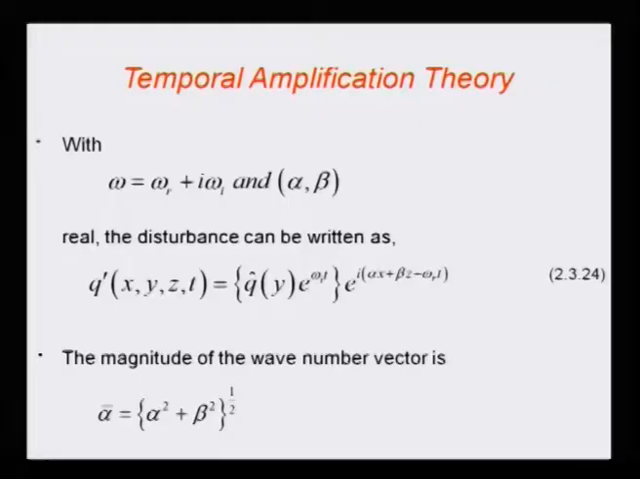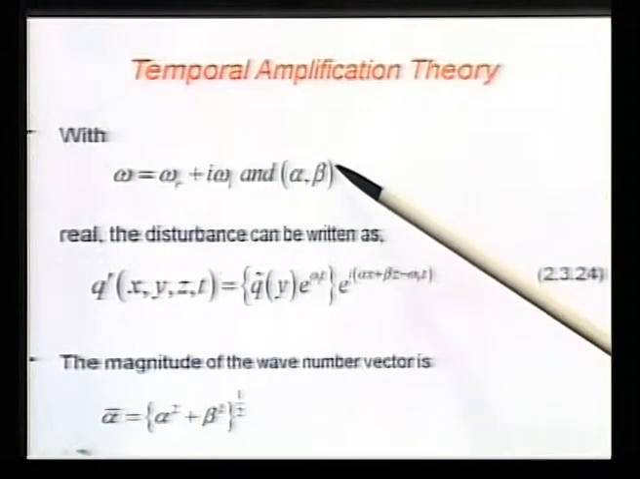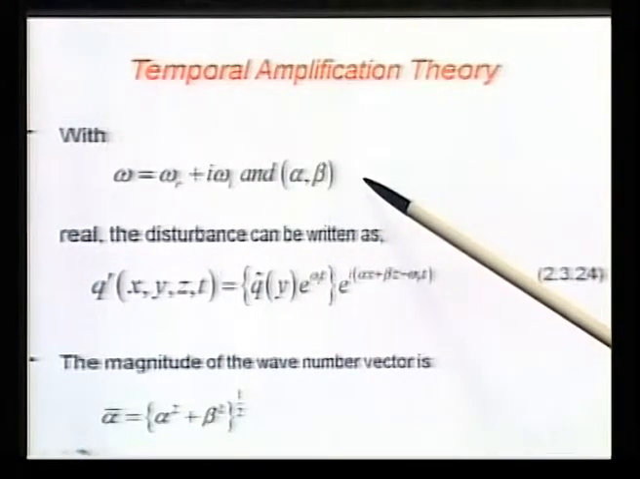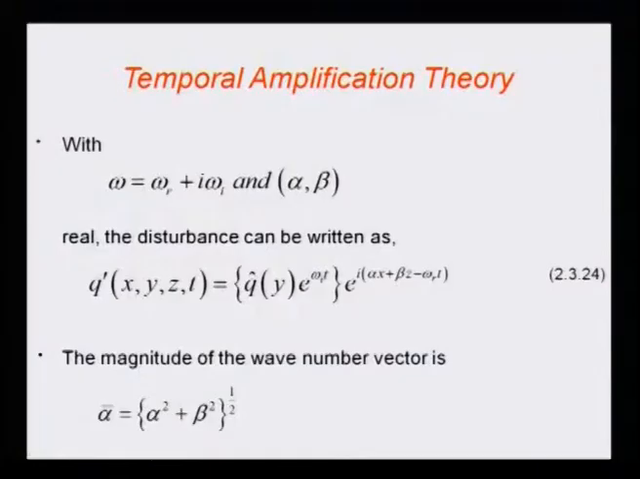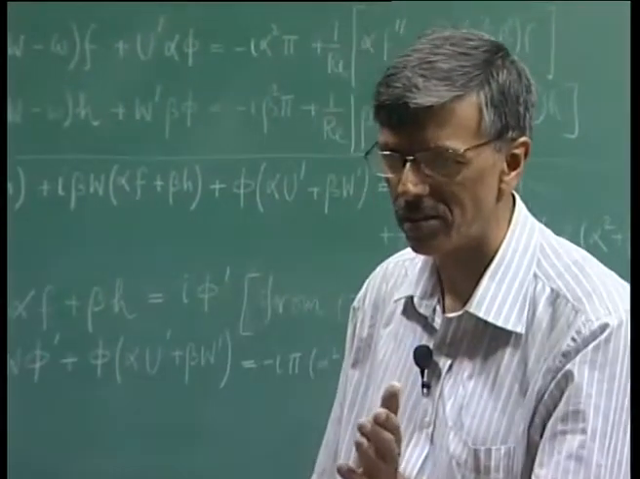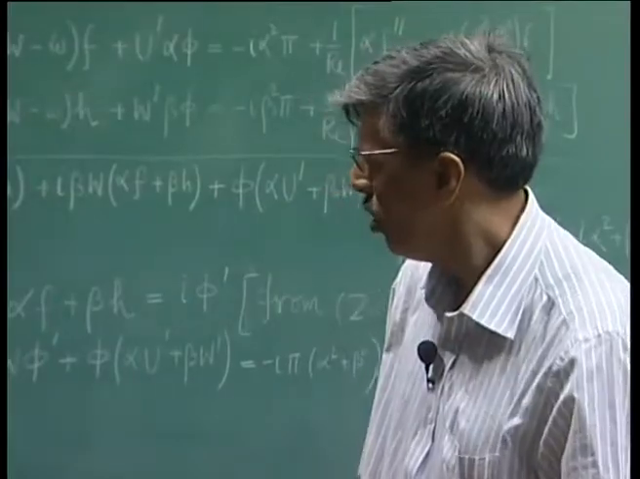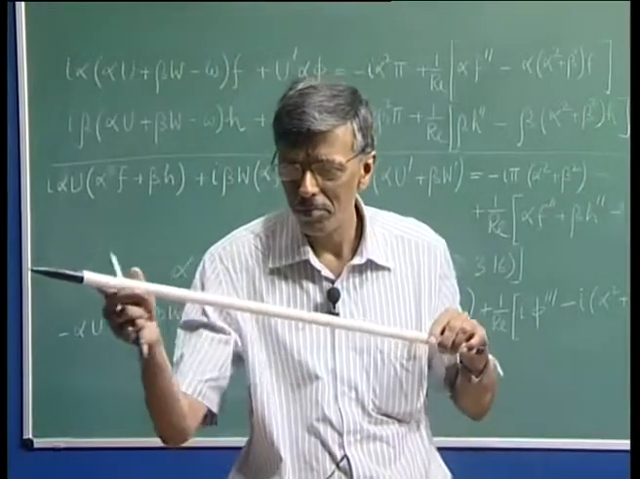And if I am looking at temporal amplification theory, what I could do is treat alpha and beta as real. If alpha and beta are real, then I can define a magnitude of the wave number. What are alpha and beta? For the disturbance field, they are the wave numbers in the x and in the spanwise, the z direction. So then what is alpha bar? Alpha bar is the resultant wave number vector magnitude.